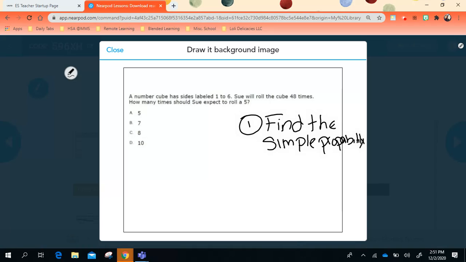If you have to cover up that 48, if you have to draw a line through it and then erase it for your second step, that's fine. Or list out your steps, whatever you have to do so that you don't get yourself confused. So if my number cube has 1, 2, 3, 4, 5, and 6, how many 5s are in there? There is 1 out of how many? 1 out of 6. I just found my simple probability. That was it.